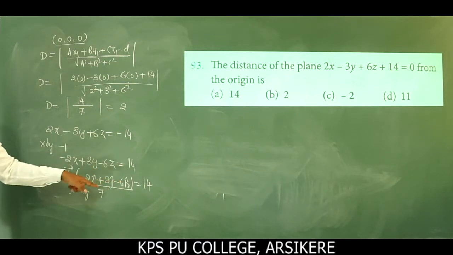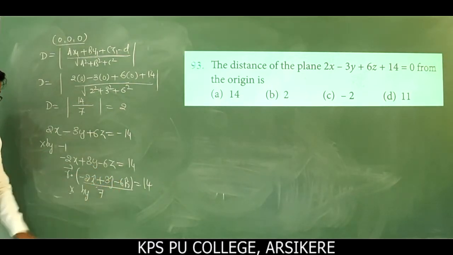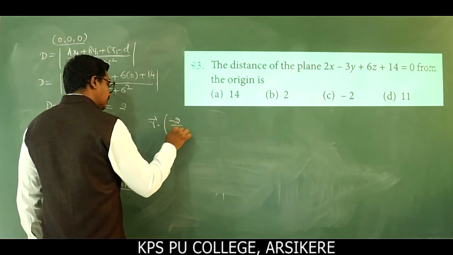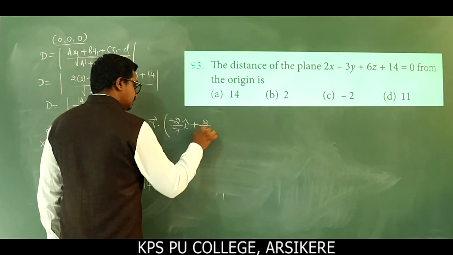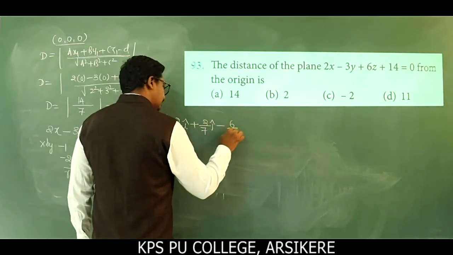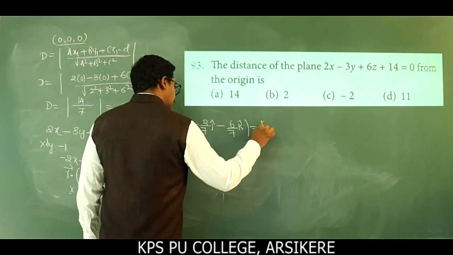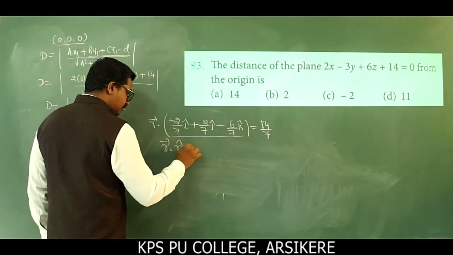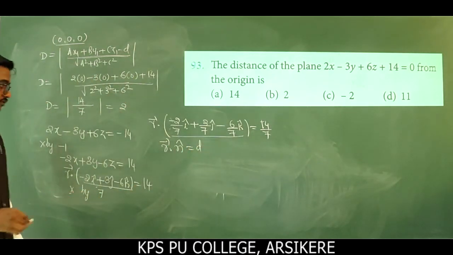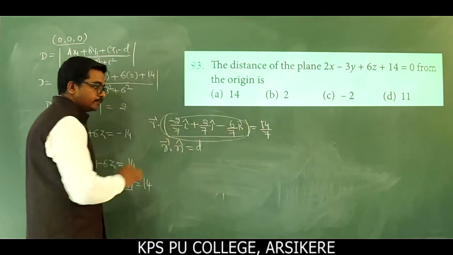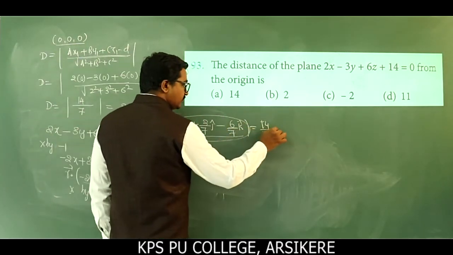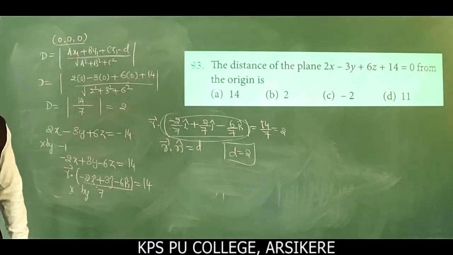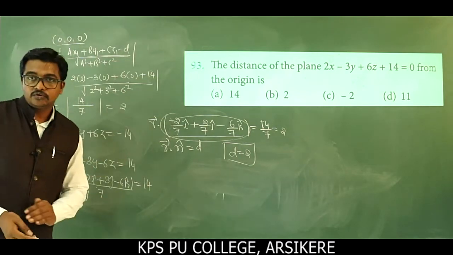Divide by the magnitude of this vector. I repeat again, divide by the magnitude of this vector. What we have written: vector r dot minus 2 by 7 into i cap plus 3 divided by 7 into j cap minus 6 divided by 7 into k cap is equal to 14 divided by 7. So this is nothing but vector r dot n cap is equal to d. Here n cap is the unit normal vector, and d is 14 divided by 7, that becomes 2. Therefore d is the distance. This is another method. Clear? Okay, take your pause and note down.